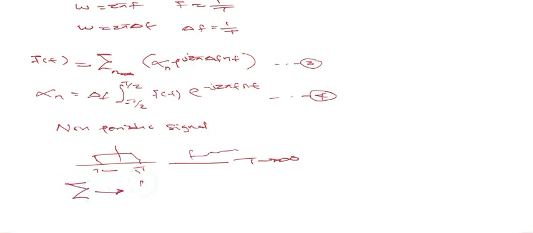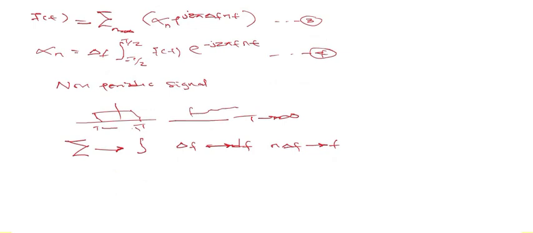When T tends to infinity, summation will become integral. Our change in f will become df. So instead of a change in f, we are going to have df, and the change in f will become ordinary f. So this is what is going to happen to our equation when T tends to infinity.